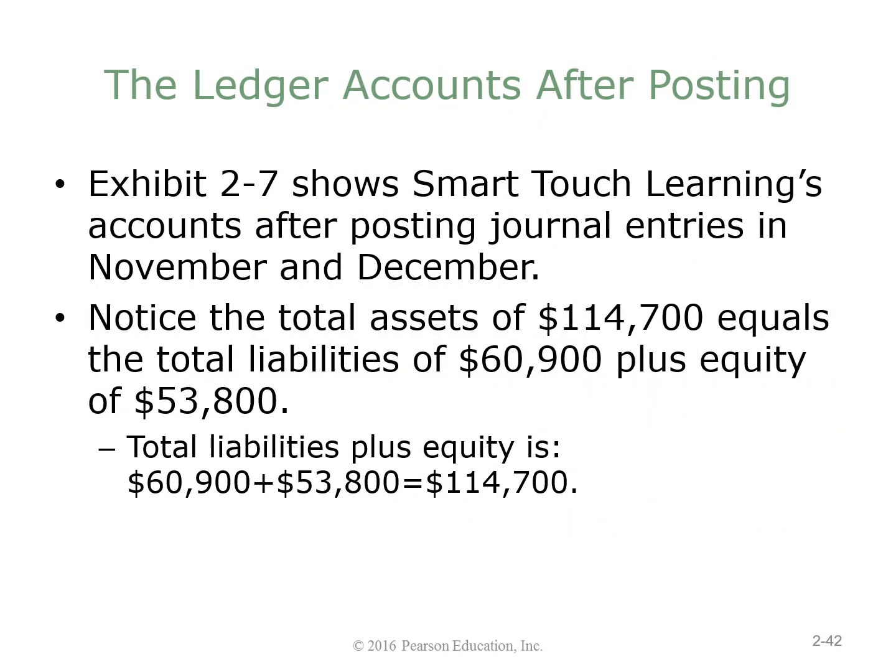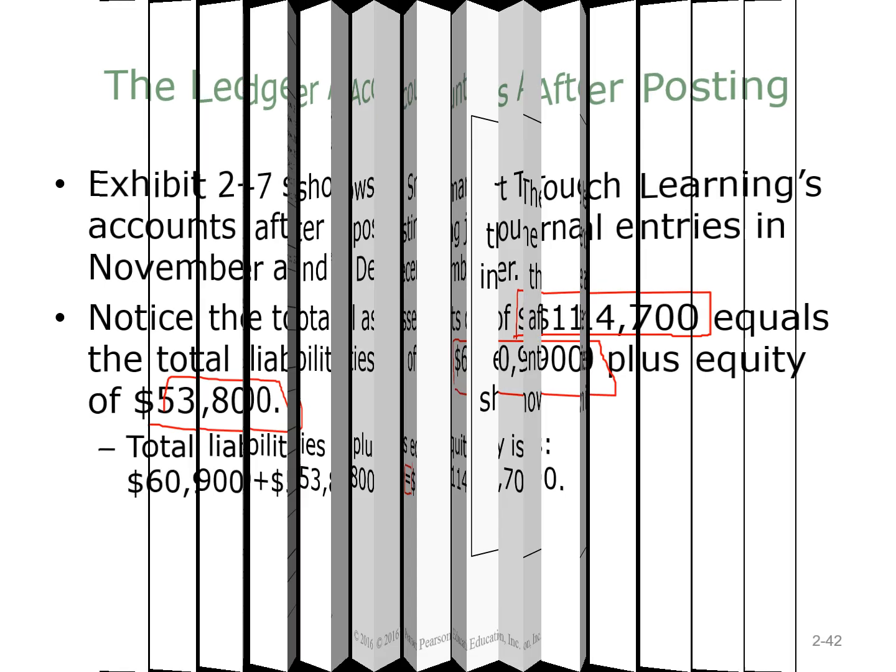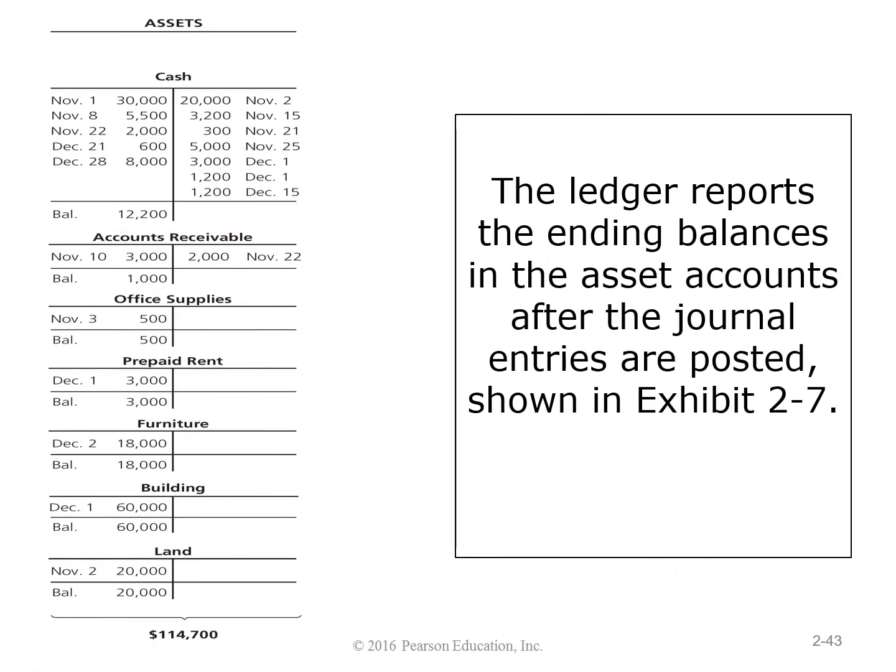So now all we have done was to record all the transactions that happened in the debit and credit side inside the journal. The total assets that have been recorded equal 114,700, and the total liability is 60,900 plus equity, which is 53,800, which means at the end we kept that equality between the two. How did we know that?